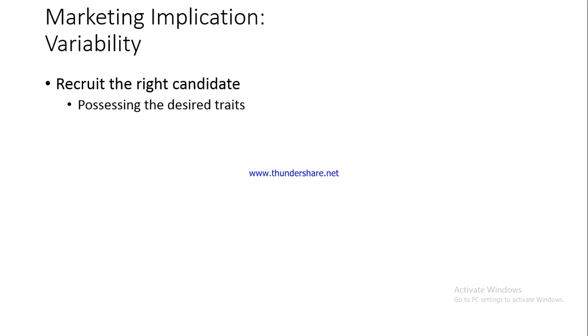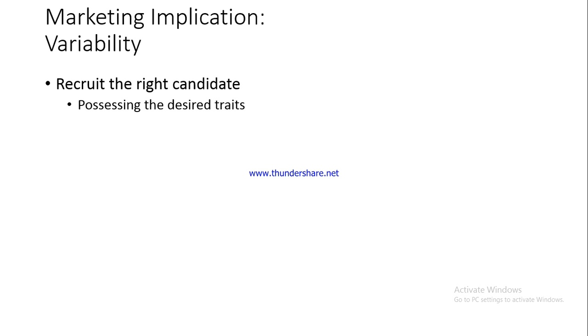So the first thing that you can do is recruit the right candidate who possesses the desired traits. For example, if you are in a restaurant and you have to recruit waiters, please understand the job of a waiter is a very, very important job, because even if the food is good but the waiter has not been very pleasant or courteous with the customer, the customer may not return. So in that case, what will you do?